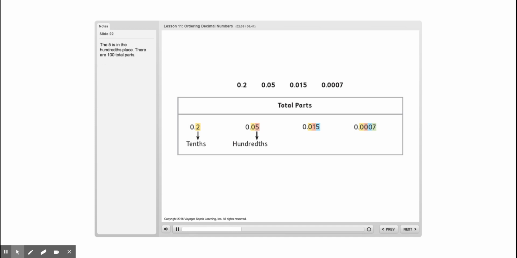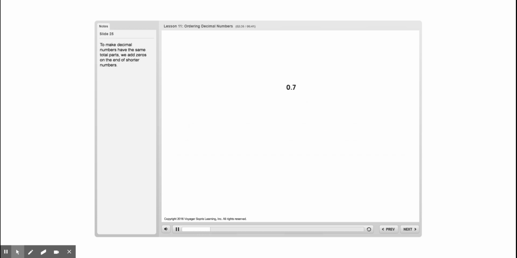The 5 is in the 100ths place. There are 100 total parts. This 5 is in the 1000ths place, so there are 1000 total parts. The 7 is in the 10,000ths place. There are 10,000 total parts. To order decimal numbers, the numbers need to have the same total parts. In this case, they do not. To make decimal numbers have the same total parts, we add zeros on the end of shorter numbers.